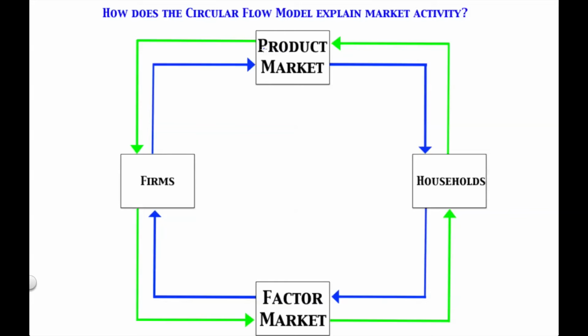Today, what we want to do is talk about how the circular flow model explains what occurs in a market. What we need to do first is understand that there are really two stakeholders that are extremely important, one of them being firms. Firms are basically the folks who produce goods and services.